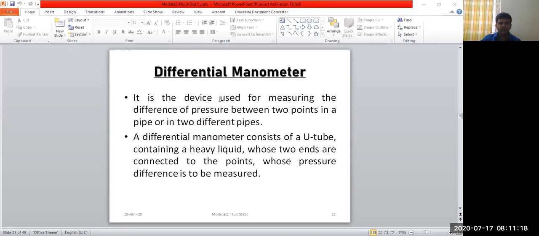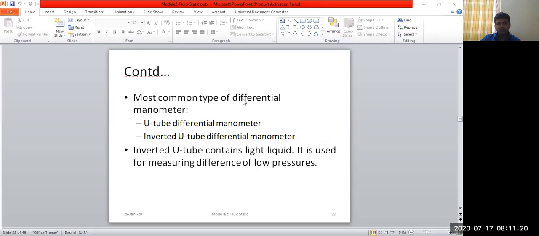Next, the most common types of differential manometer are the U-tube differential manometer and the inverted U-tube differential manometer. There may be other types also, but these are the most common. The inverted U-tube contains light liquid. It is used for measuring the difference, generally of low pressure. So this is the inverted U-tube differential manometer.